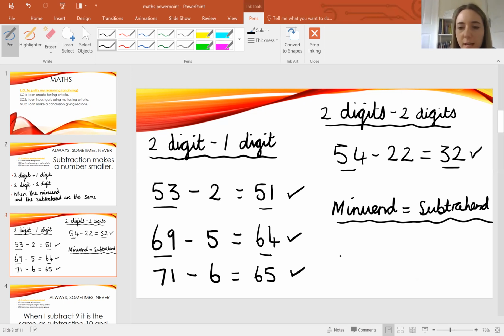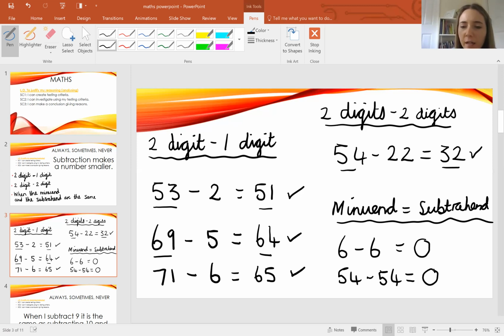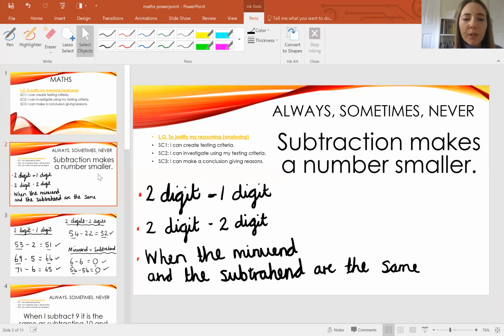Okay, so if I did 6 take away 6. What is 6 take away 6? 0. 54 take away 54. If I've got 54 and I'm taking away 54, I'm going to have nothing left. Has that number become smaller? Yes, it has. So we've tested lots of different things, and every time we found out that the number becomes smaller. So we can go back to our statements and we can write our conclusion.